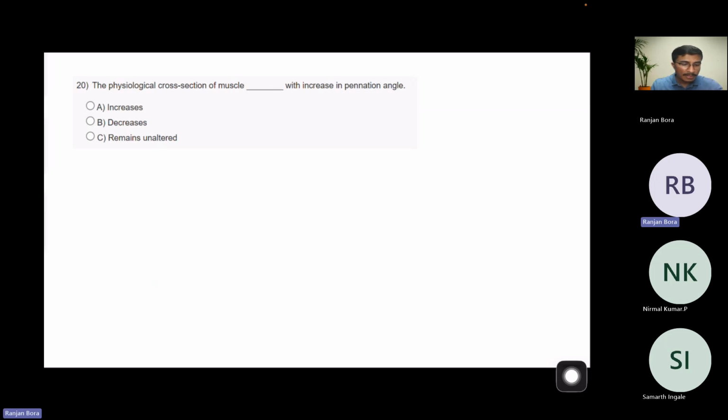And last question, the physiological cross-section of muscle. What happens with increase in pennation angle? So we have already seen this, it decreases.